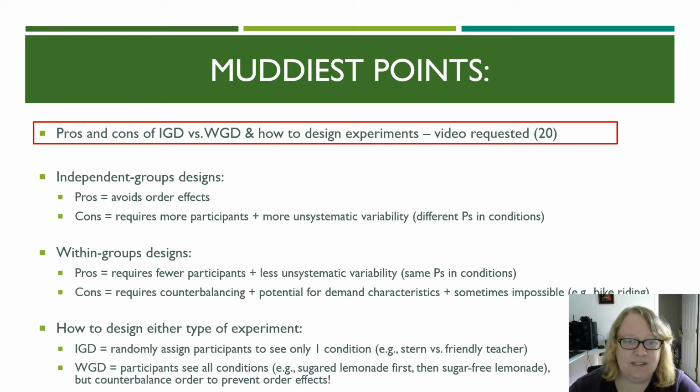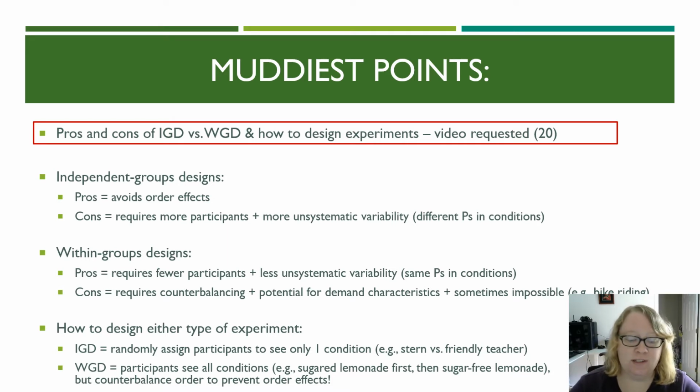All right, now the second part of this was how to design experiments like activity 2. I know this can be a little confusing, but you just want to think about it like this. With an independent groups design, what you're doing is you're randomly assigning participants to see only one condition. That's it. That's all you're doing when you're designing an experiment with that, is randomly assigning participants to see only one of your independent variable's conditions. So they're only getting the lesson from the stern teacher, or they're only getting the lesson from the friendly teacher. They're not seeing both. They're only in one condition.